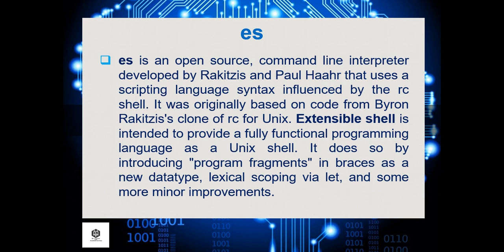es. es is an open-source command line interpreter developed by Rocky Kaplan and Paul Haahr that uses a scripting language syntax influenced by the rc shell. It was originally based on code from Byron Rakitzis' clone of rc for Unix. Extensible shell is intended to provide a fully functional programming language as a Unix shell. It does so by introducing program fragments and braces as a new data type, lexical scoping, and some more minor improvements.